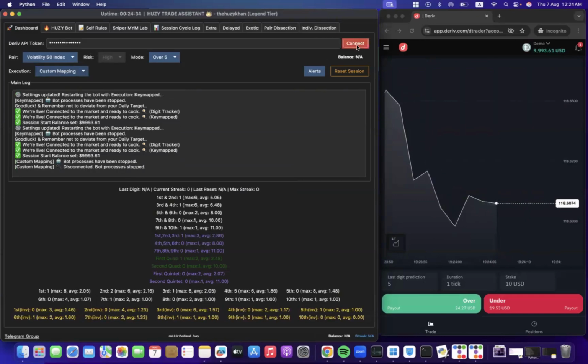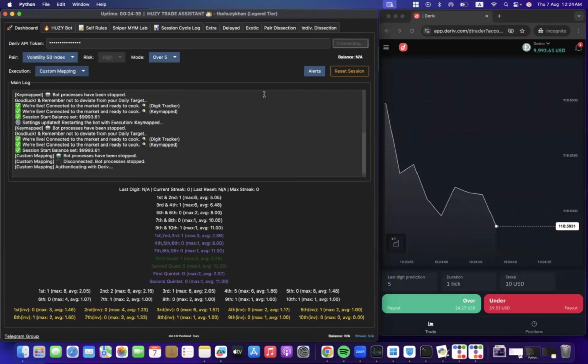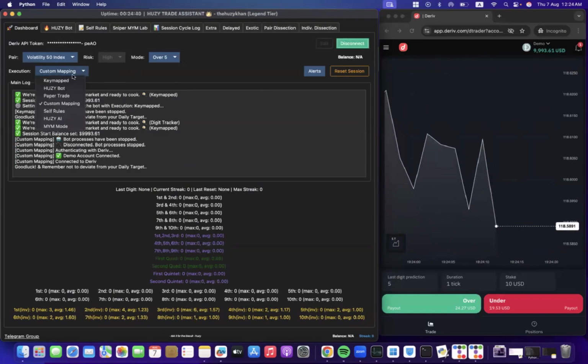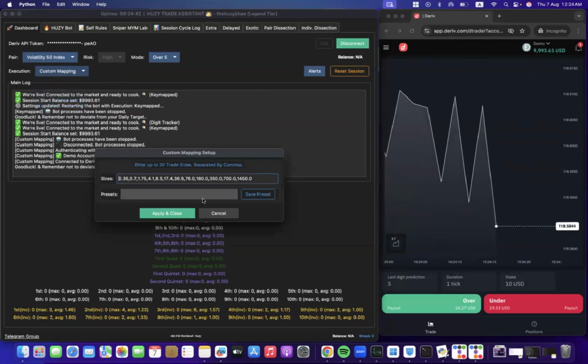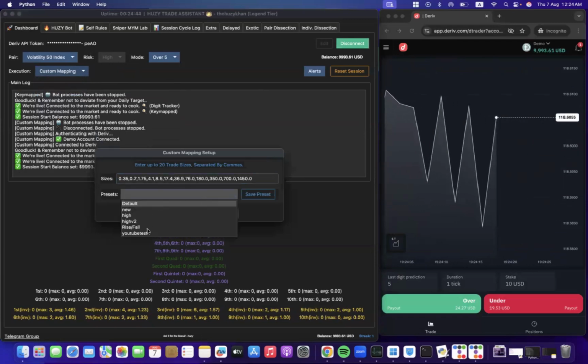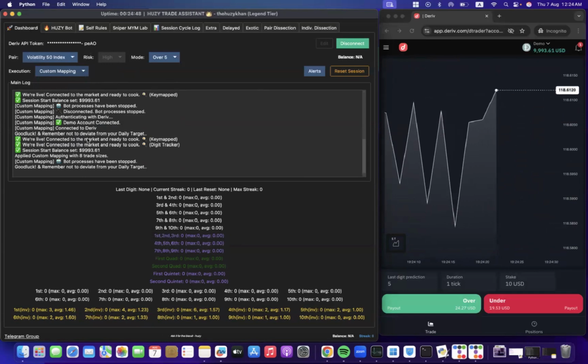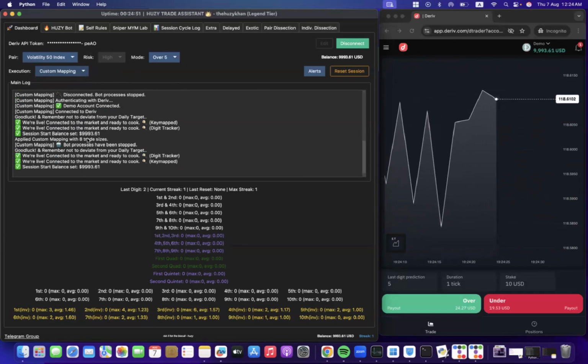We're going to click on disconnect once. Again, we're going to click on connect. All right. And just to make sure that everything is loaded up, we're going to click on custom mapping. We're going to select YouTube test, apply and close. Once you do it, it's going to be connected.